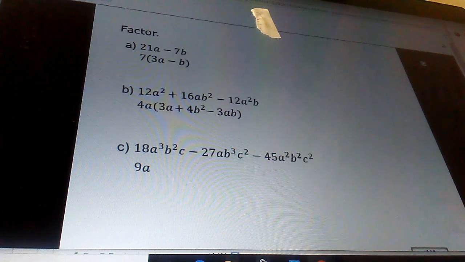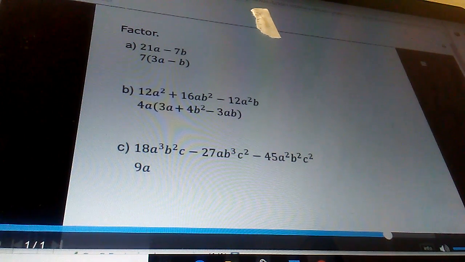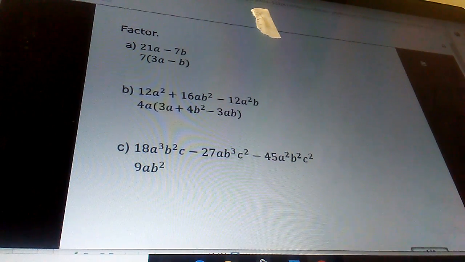Now look at the b's. We have b to the second power, b to the third power, and b to the second power again. All of the terms have at least b to the second power, so b to the second power is part of the GCF. Finally, look at the c's.